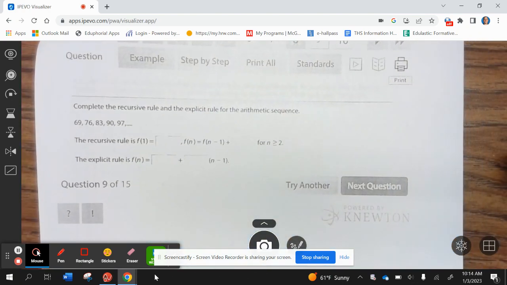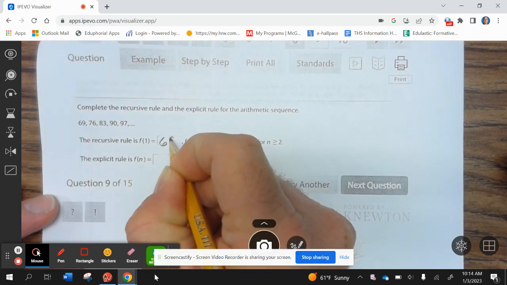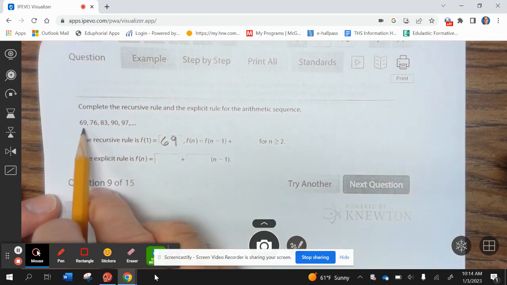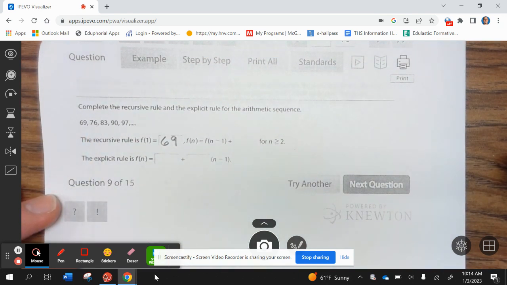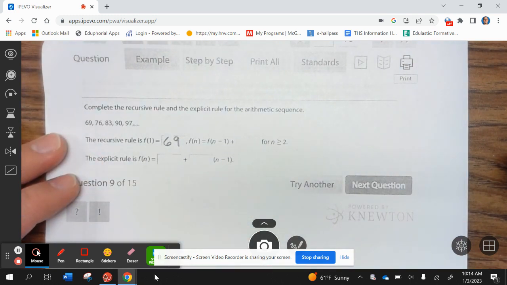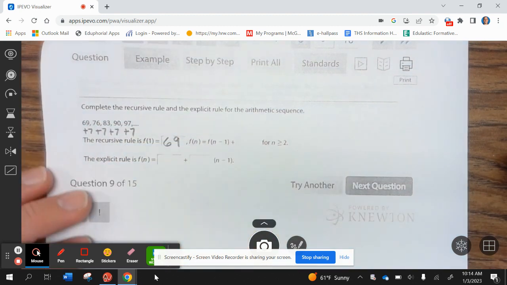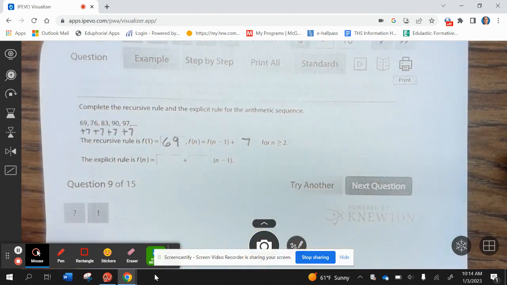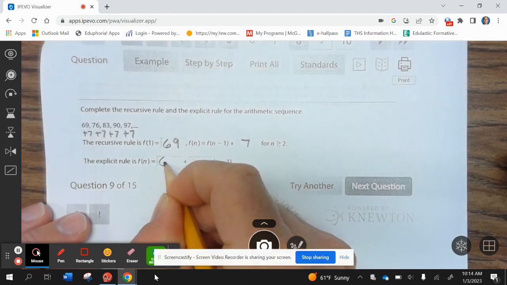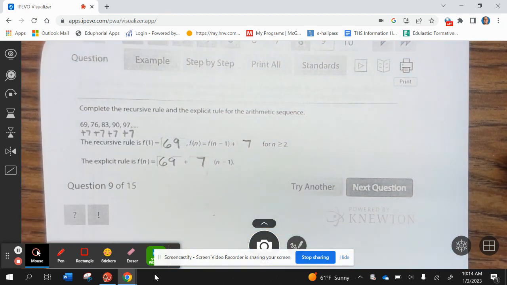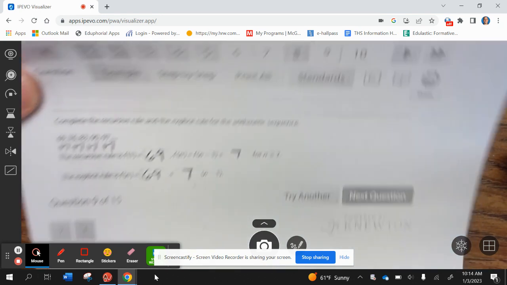All right, complete the recursive rule and explicit rule for the arithmetic sequence. Okay, so first off, f of 1 is the first value, so that's 69. Here we have to figure out what we're doing to get to each value. And I believe that is plus 7. This is plus 7, plus 7, plus 7. So it's plus 7. So explicit rule is 69 plus 7 times n minus 1. Now let's take a look at the next example.